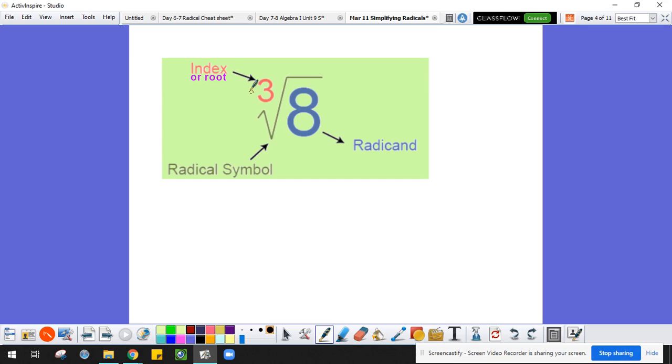So some basic vocabulary. As you heard me say, this little number in the corner of the radical sign is called the index or the root. Most of the time, I will call it the root. But if you hear someone talk about the index number, that's the number in the corner of the radical symbol. Speaking of, this little check mark box, where we usually call it the square root box, that's called the radical symbol. So that's why you hear us calling this part of the unit simplifying radicals. The number that's inside or under the radical is called the radicand.